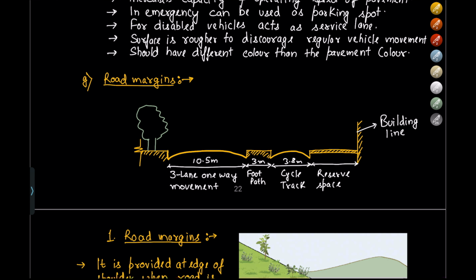So road margins are shown in this figure. Here this is curb, this is tree, or as we call it, arboriculture.